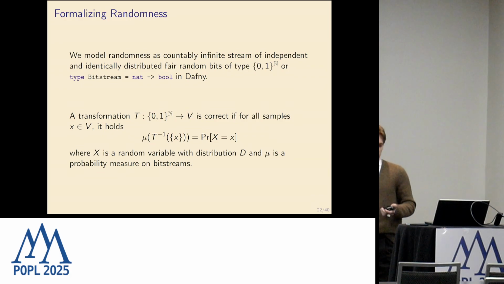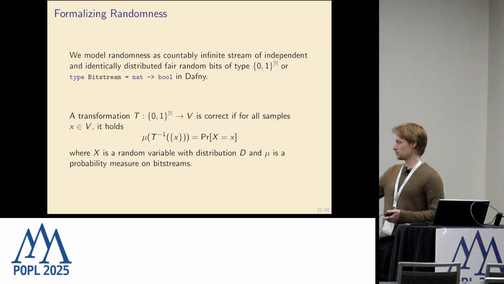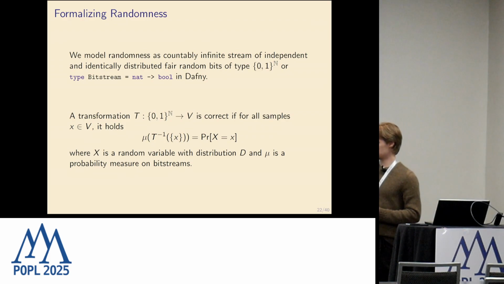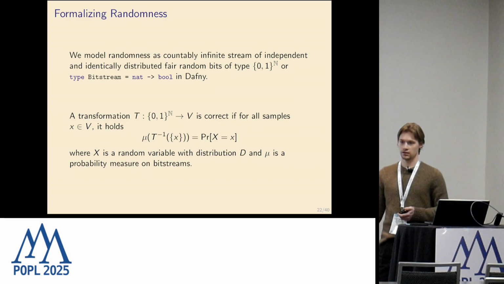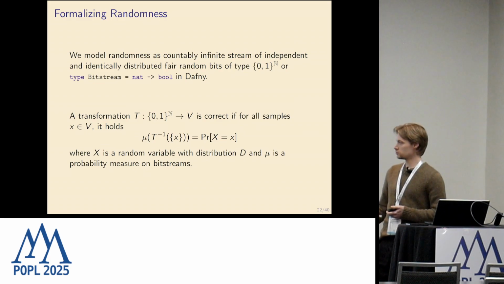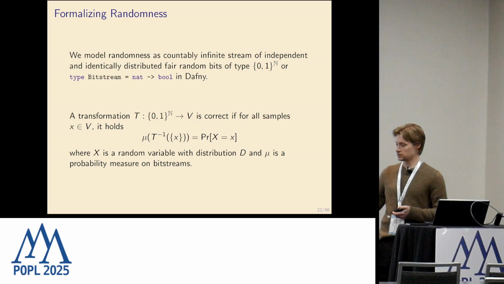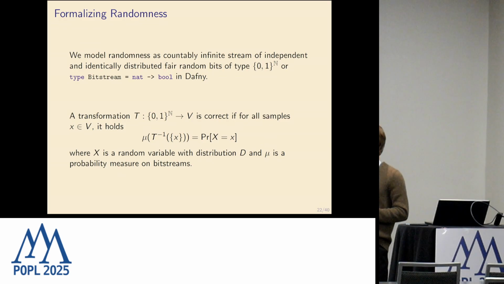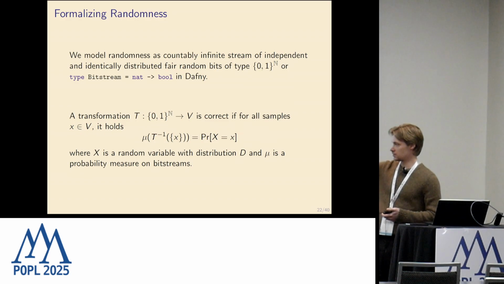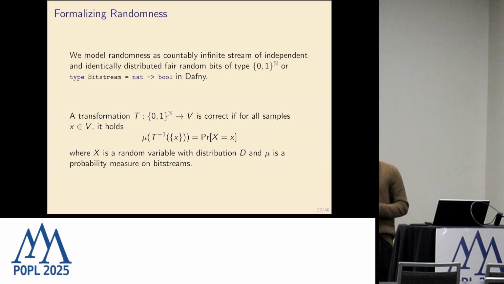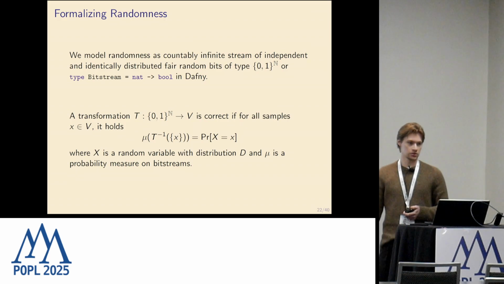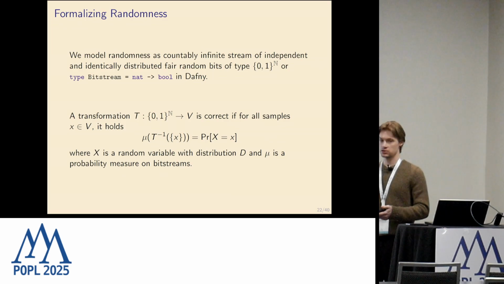And then you say that such a transformation truthfully represents a sampler from a distribution D if this equation here is satisfied. I won't describe that in too much detail, but essentially what it does is it transforms the correctness statement to a statement about bit streams, okay? So you have this mu, which is a probability measure on bit streams. And that's essentially what's happening here. So we have a probability measure on bit streams, and the correctness is transformed to statements about that.